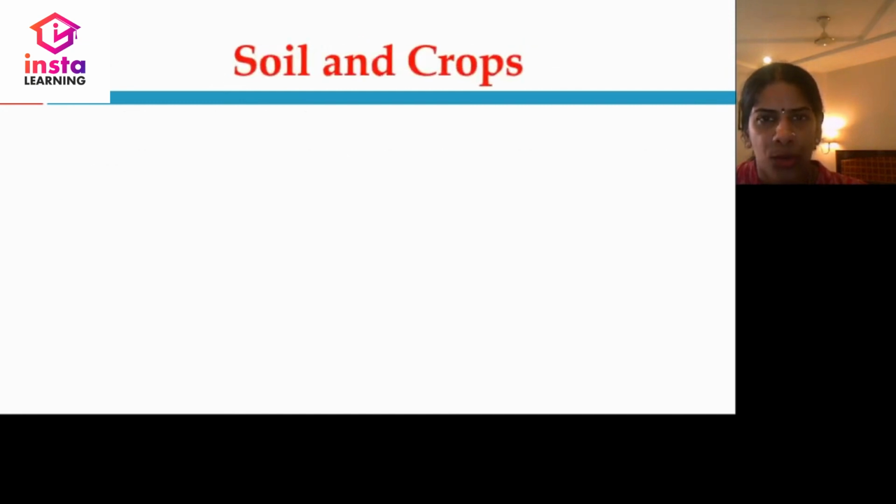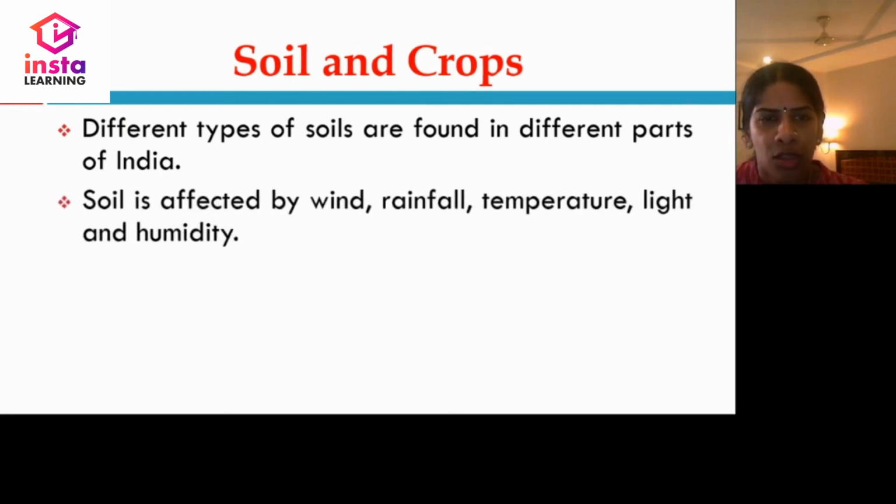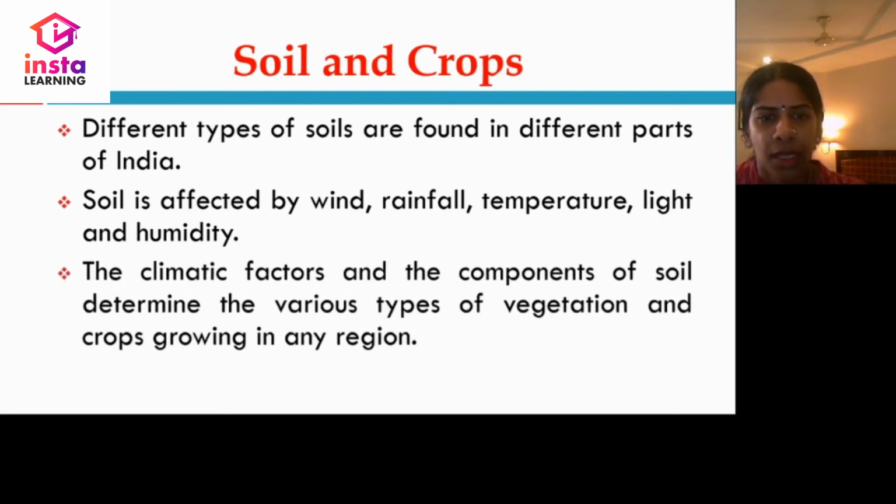Soil and crops. Different types of soils are found in different parts of India. Soil is affected by wind, rainfall, temperature, light and humidity. The climatic factors and the components of the soil determine the various types of vegetation and crops growing in any region.